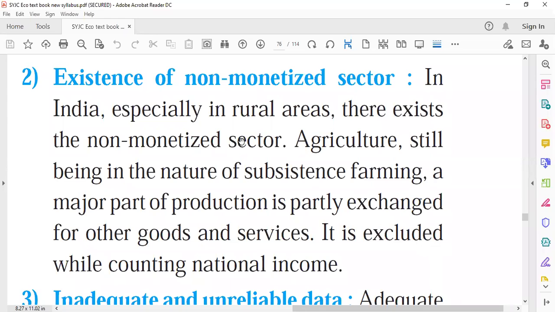Now here, such transactions are done without any payment, since goods are exchanged for goods. Because of such practices, we are not able to calculate the exact value of such transactions, and therefore the value of such goods is excluded while counting the national income.